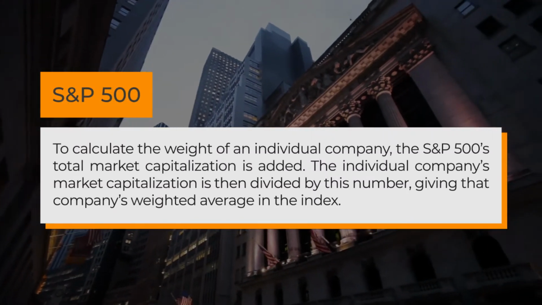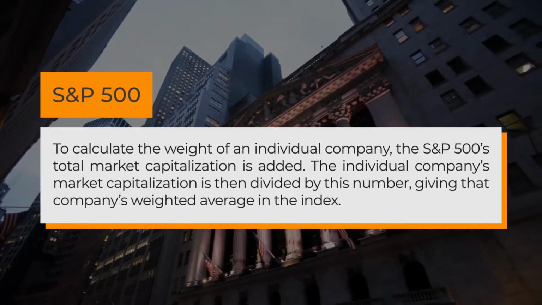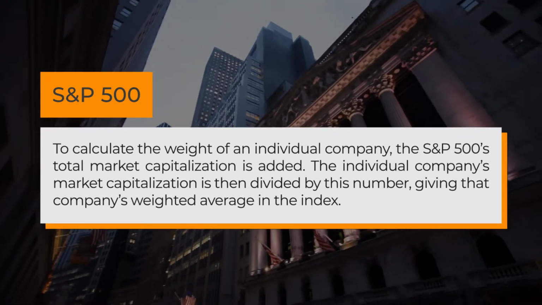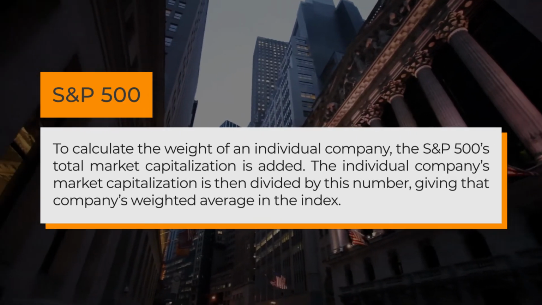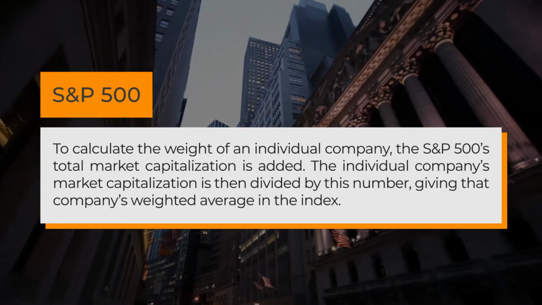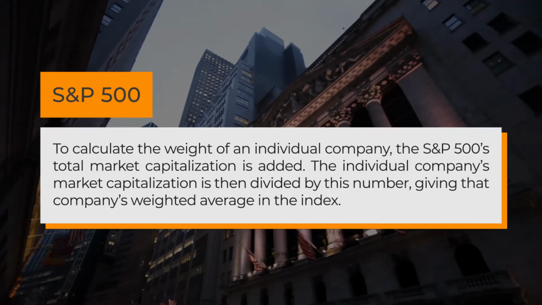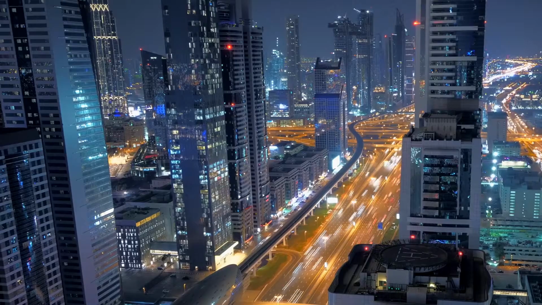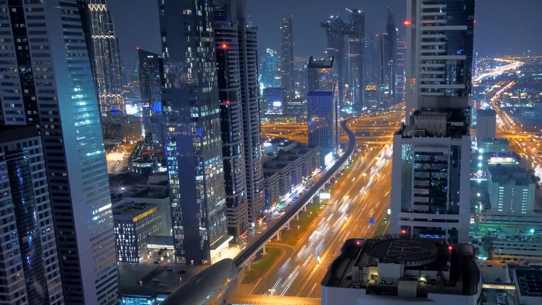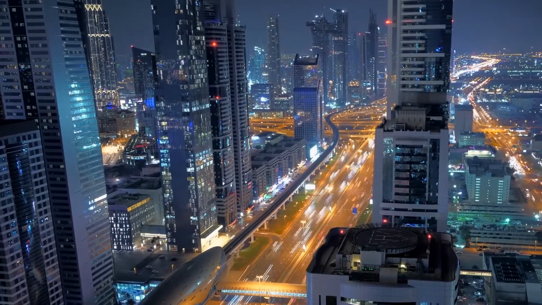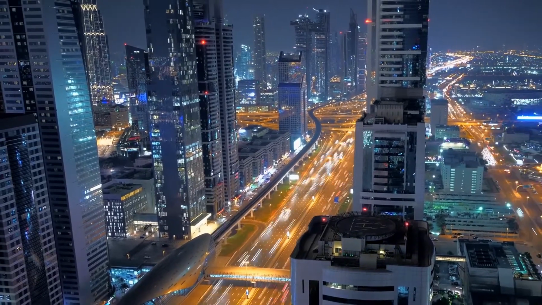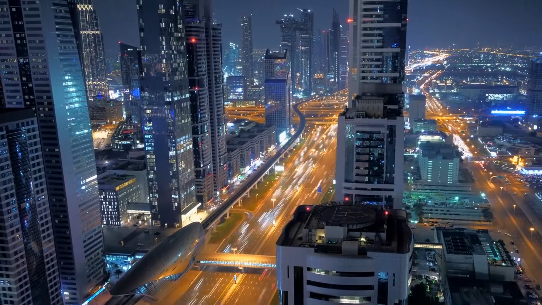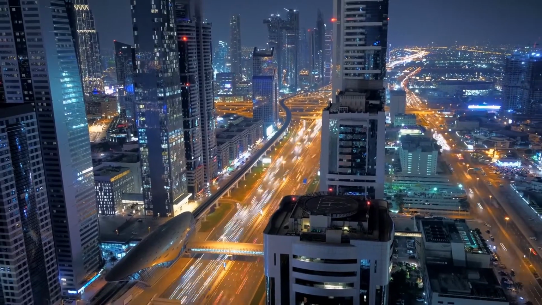To calculate the weight of an individual company, the S&P 500's total market capitalization is added. The individual company's market capitalization is then divided by this number, giving that company's weighted average in the index. Thankfully, all of this information is readily available and frequently updated by the S&P 500, as well as other financial institutions, so there is little need for traders to have to make these calculations.